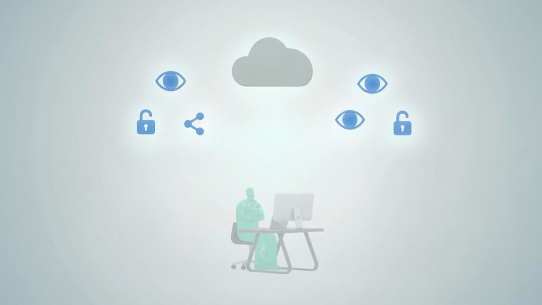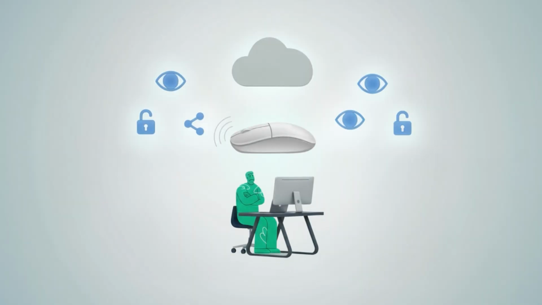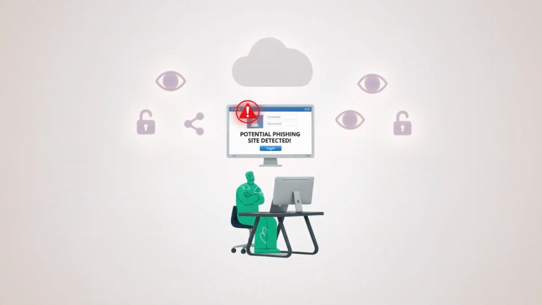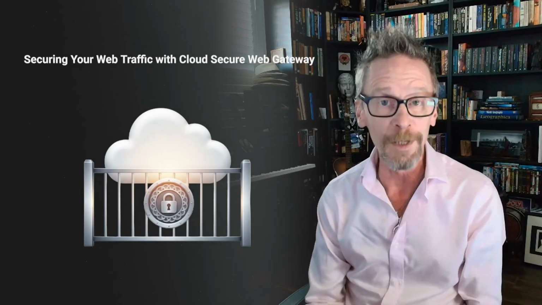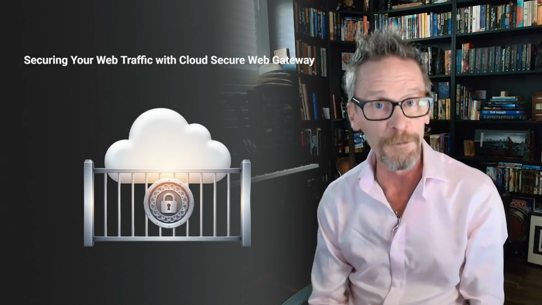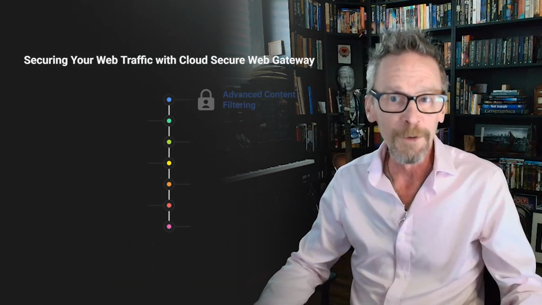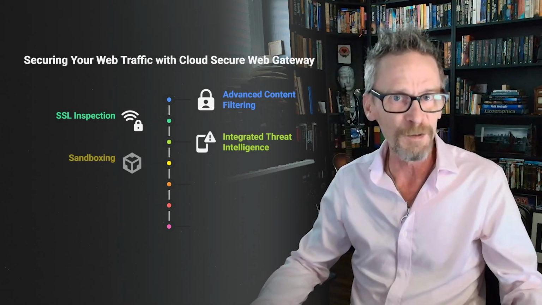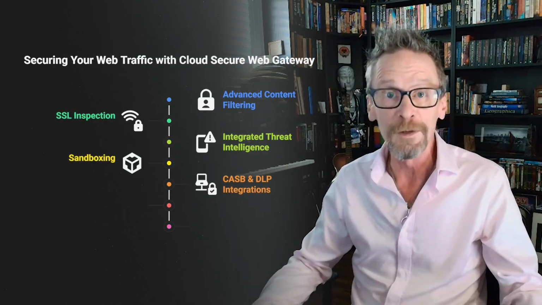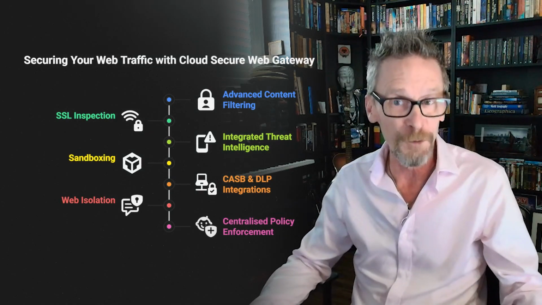All it takes is one user accessing the wrong website, either accidentally or by following a phishing link that could potentially compromise your entire network. In this video, we'll show you how to configure Cloud Secure Web Gateway baseline policies that keep users safe and productive by blocking access to harmful or non-compliant sites. With advanced content filtering, SSL inspection, integrated threat intelligence, sandboxing, CASB, DLP integrations, web isolation, and centralized policy enforcement, we'll show you how you can stop threats before they ever reach your endpoints.